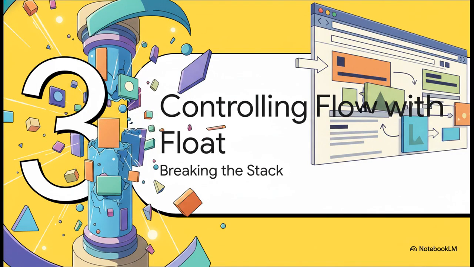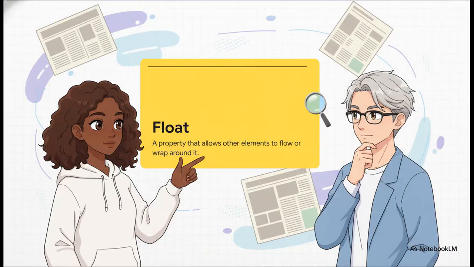All right, so creating space is great, but what if we want to fundamentally change how elements actually interact with each other? This is where our next tool comes in. Let's look at how we can control the document's flow using float. The float property is really cool. It literally lets an element break out of that normal top-to-bottom stack we talked about. It tells all the other elements, especially text, to just neatly wrap around it. It's exactly like how text flows around a picture in a magazine or a newspaper.